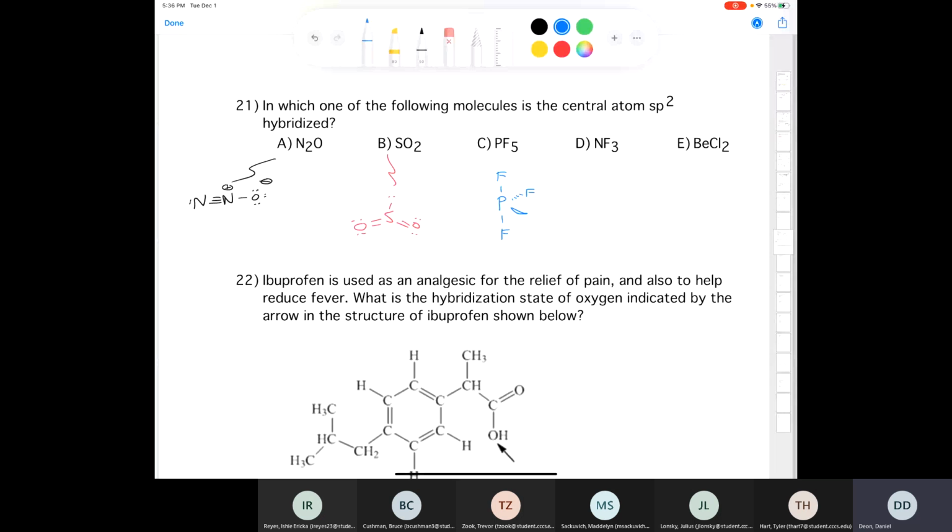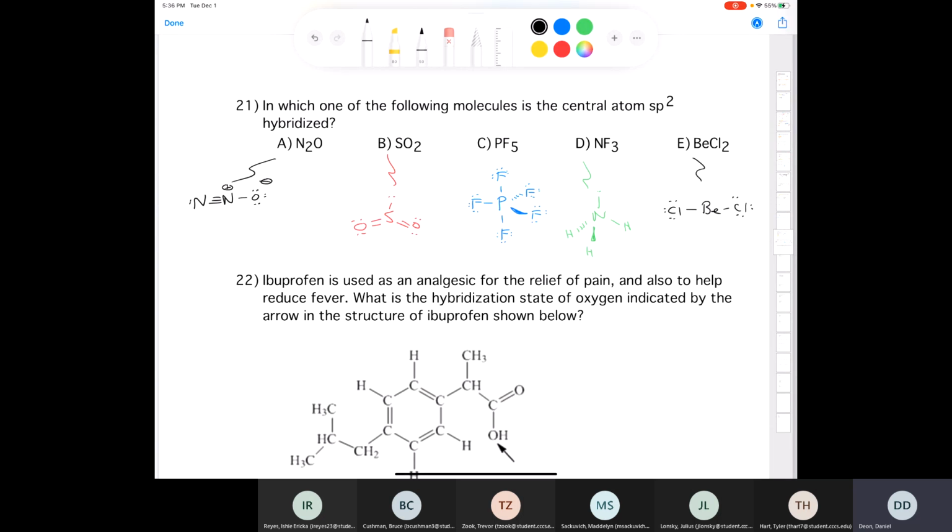Phosphorus pentafluoride looks something like this, and I guess I'll put the lone pairs in. Fluorine always has 1 bond and 3 lone pairs, no exceptions to that one. The next one is nitrogen trifluoride, which looks like this. We could draw and show the molecular geometry. It's trigonal pyramidal. And the last one is beryllium chloride, BeCl2. It's a linear molecule like that.